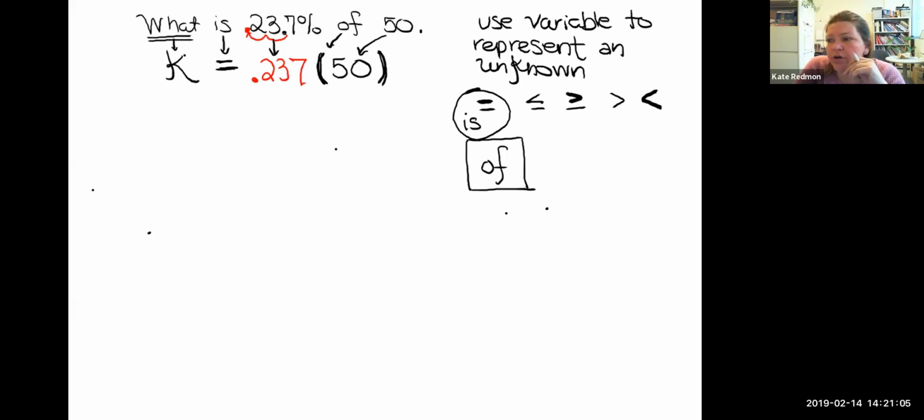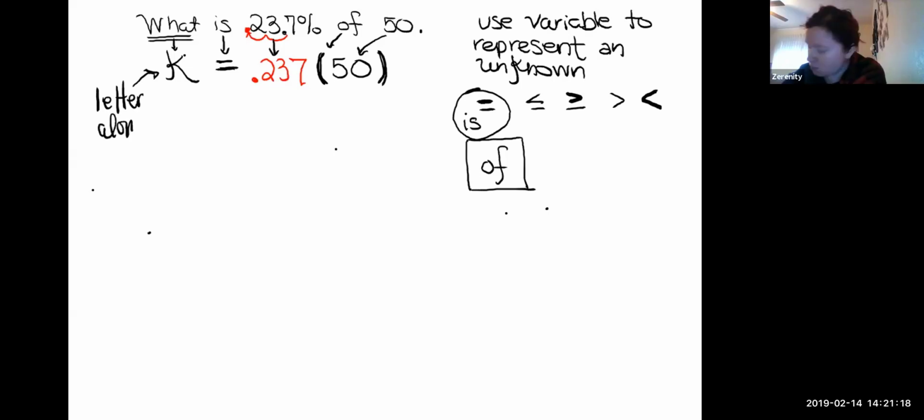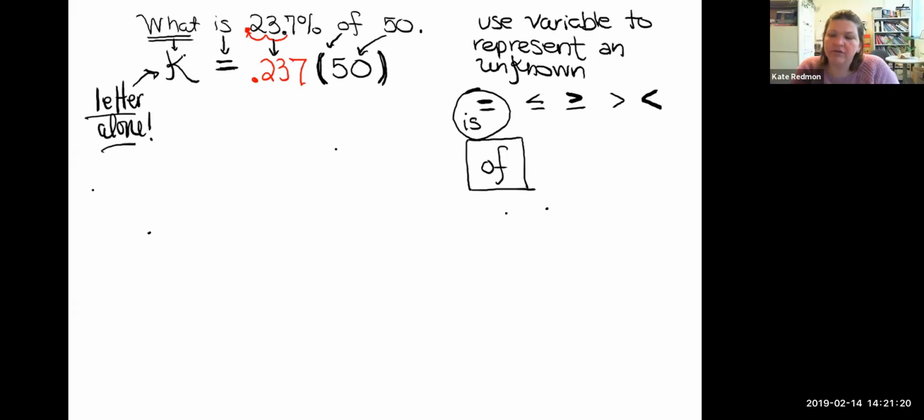And now this is no longer a percent problem. This is just a little algebra problem, and it's super, super nice because this one is already solved. Do you see how the letter is alone? Mm-hmm. There's nothing to solve here. The letter is already alone. All I need to do is simplify the right-hand side.